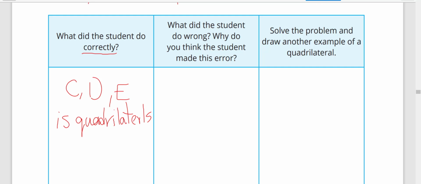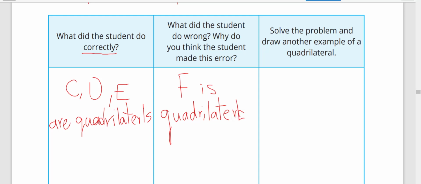Okay. What did the student do wrong? The student wrote that F is a quadrilateral.